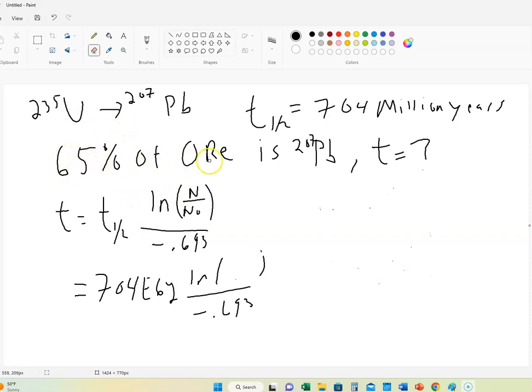If 65% of the ore, when you dig this up, is lead-207, then you have to have 100%, because it all came from the uranium-235. So the amount of uranium-235, N here, is going to be 100% minus 65%, or 35%. Right? So doesn't that make sense?